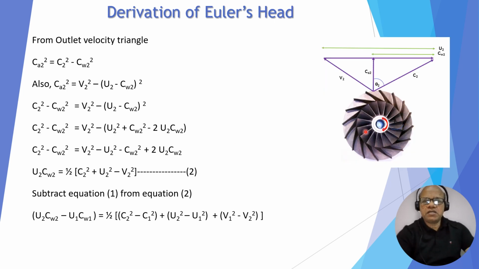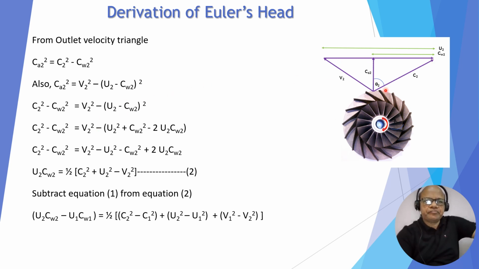Now let's see the outlet velocity triangle, that is V2 is the outlet relative velocity, C2 is the outlet absolute velocity, and it has two components, that is CA2, the outlet axial velocity, and CW2, the outlet whirl velocity, and U2 is the outlet tip velocity.